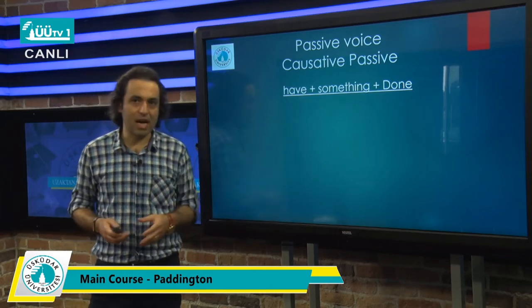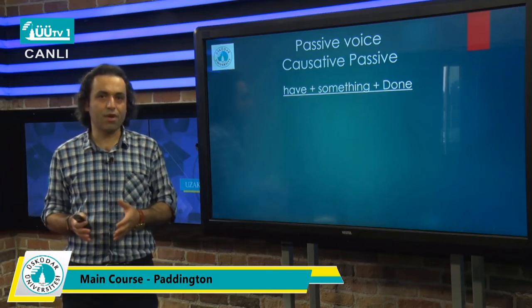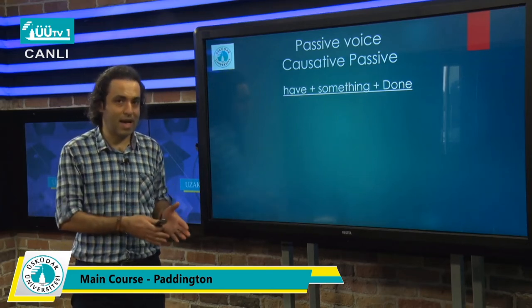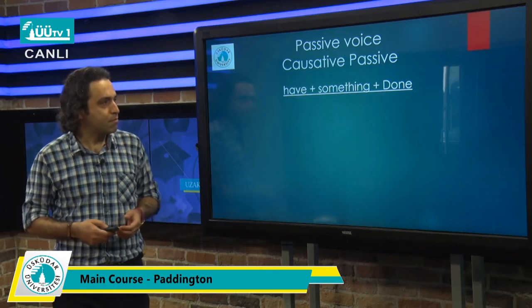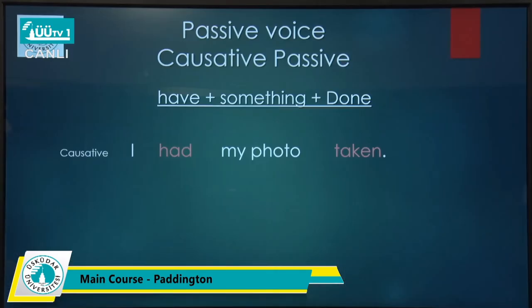Here, have is our main verb, and if we want to talk about the past, it changes to had. For future, will have or going to have. I had my photo taken. That's a causative passive. What is I? It is not the actor, the person who did it. It is the cause of that action. Or I will have my hair cut. Again, the person, the barber, is not in the sentence. But I'm the person who asked the guy to cut my hair.